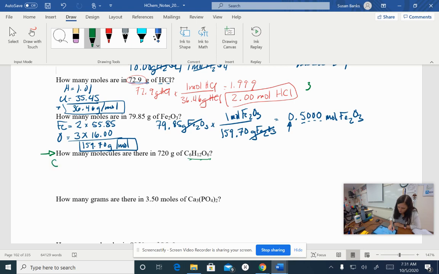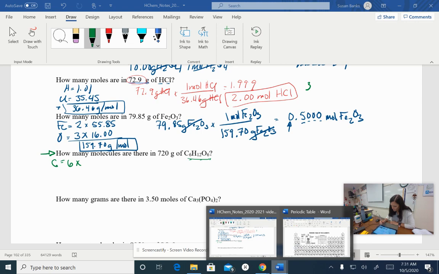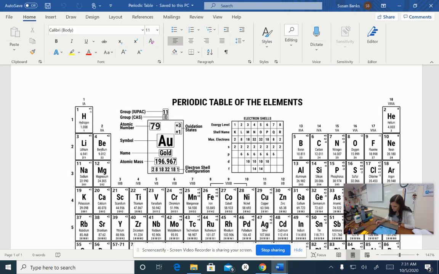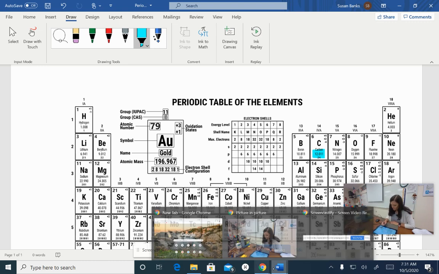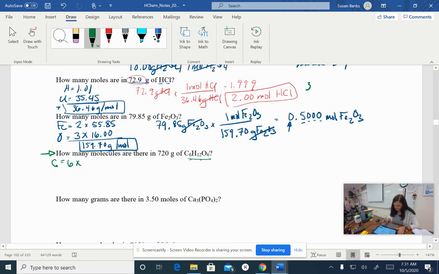So we're going to look at this. Carbon, we know we need 6 of them. So we're going to grab our periodic table here. We're going to look at carbon. Carbon right here gives us 12.01 grams per mole. So let's get back. So we have 12.01 for carbon.